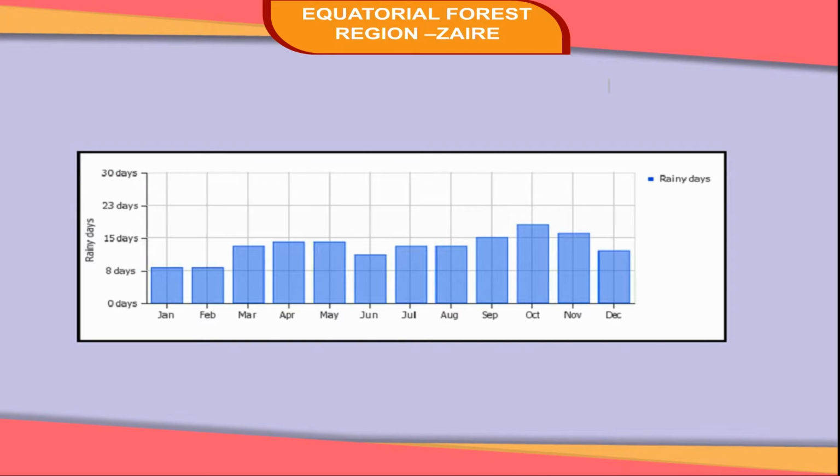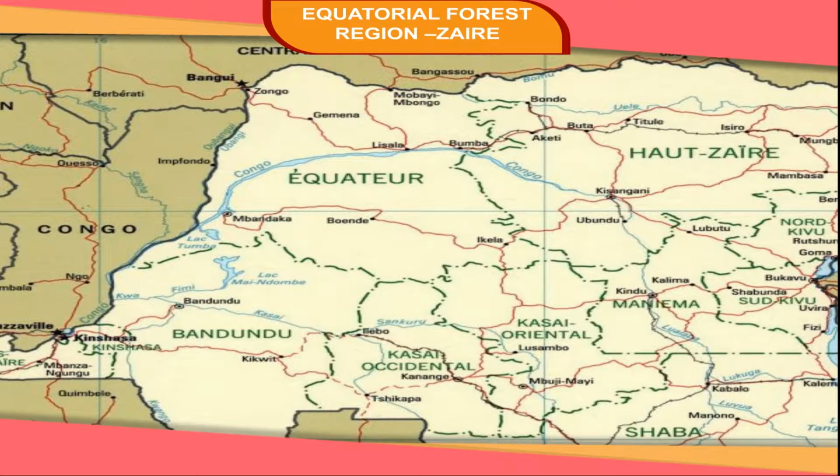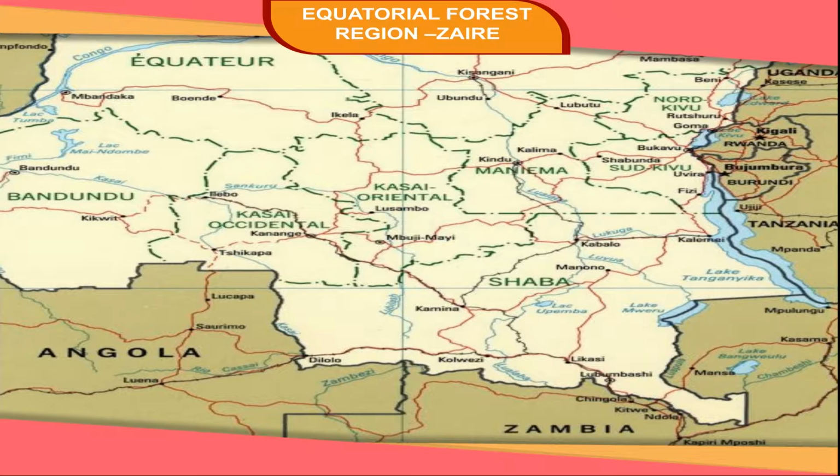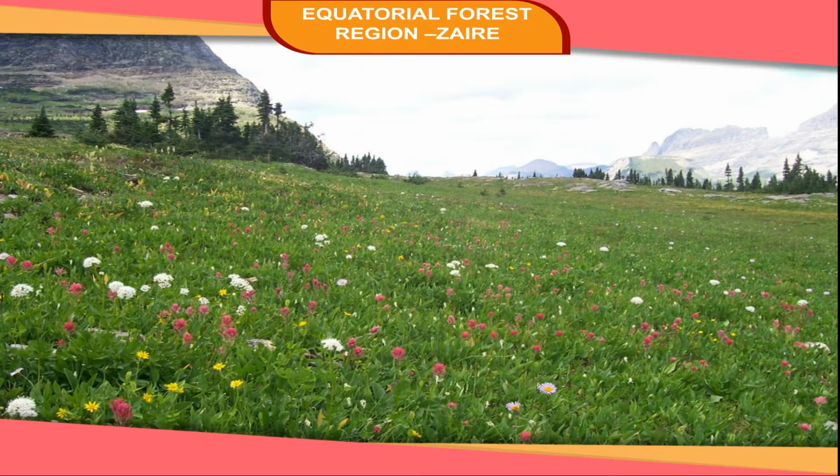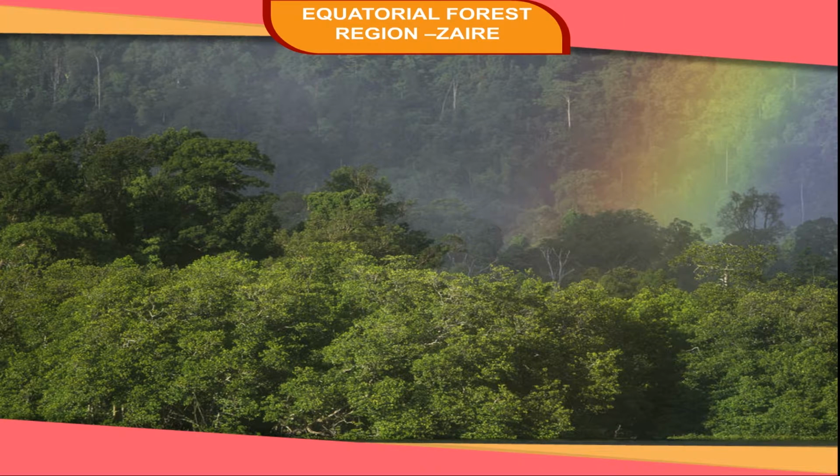Heavy rains occur from April to November in the northern part, and from October to May in the southern part of the country. In the central part of the country, rainfall is evenly distributed throughout the year. Vegetation of Zaire is very rich. The climatic conditions are highly suitable for plant life.